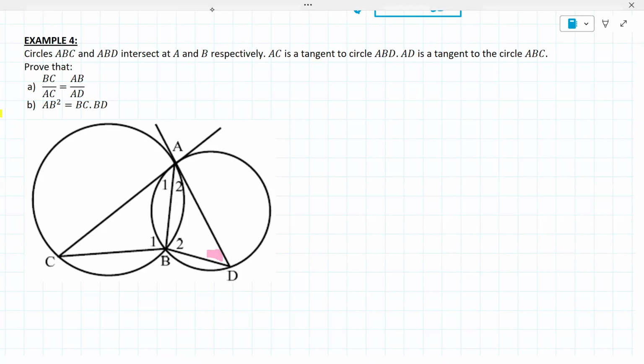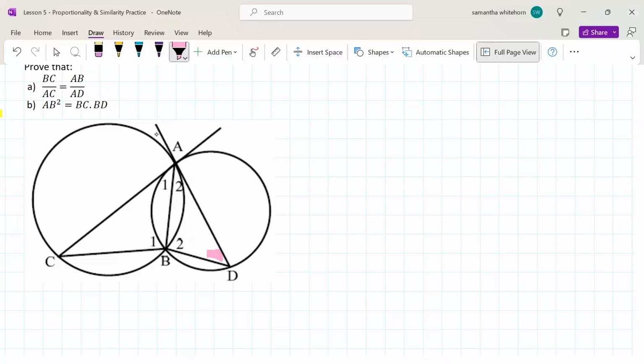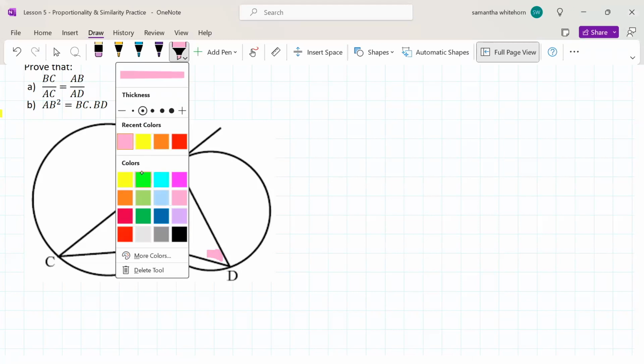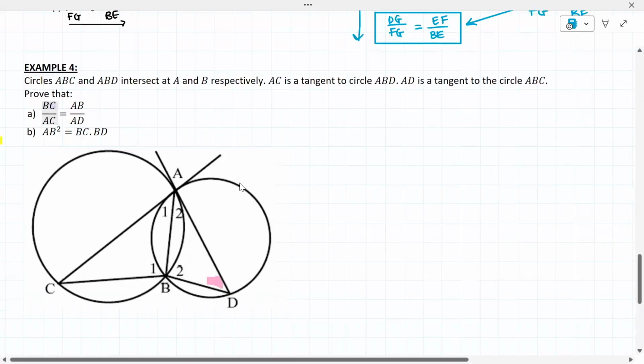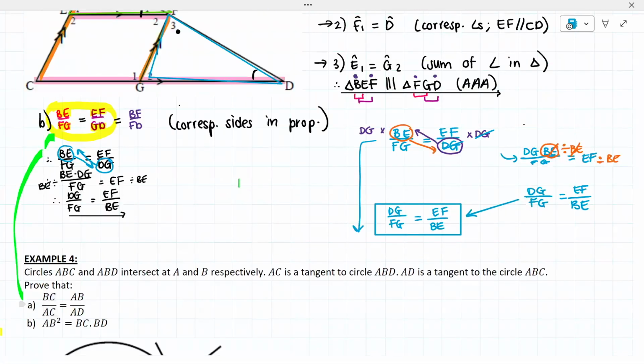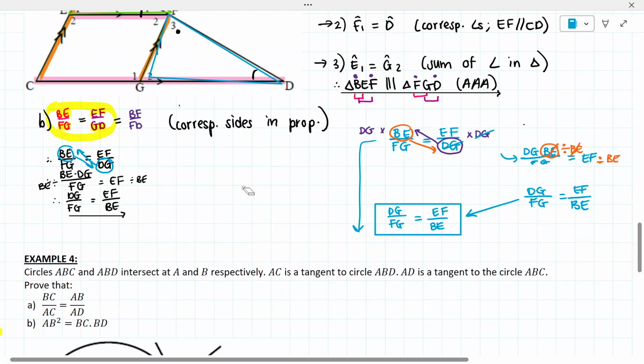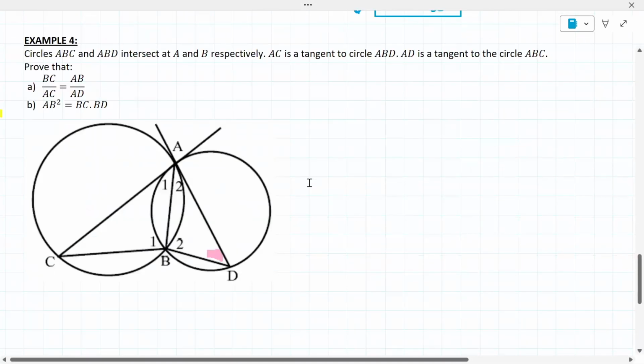I can only say that these ratios in question A are equal if I know that the triangles that contain these sides are in proportion. If you think back to the question we've just done, the only way I could set up fractions was once I knew that my triangles were similar and everything was in proportion. So this is what I'm going to have to do here.